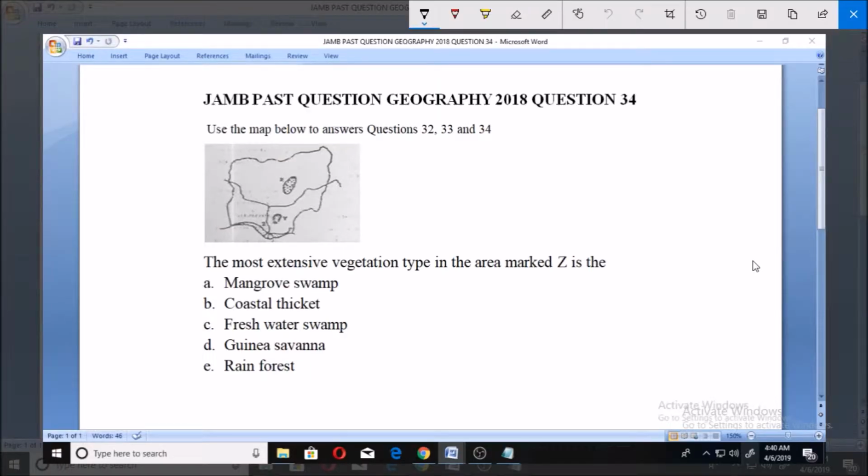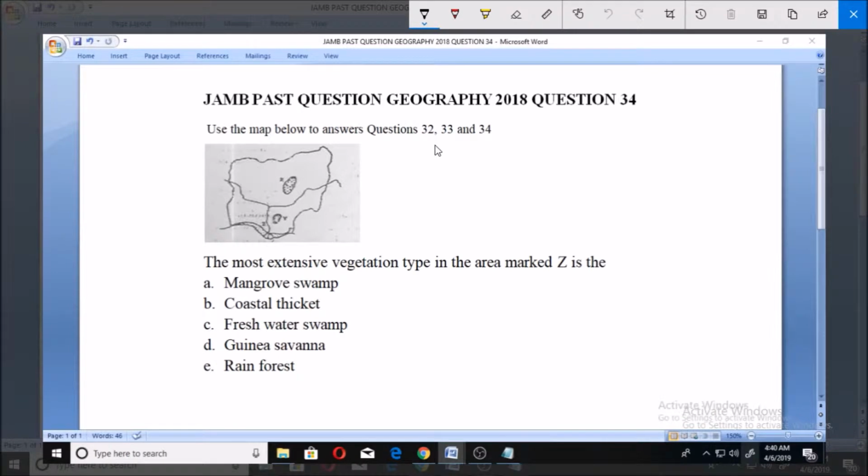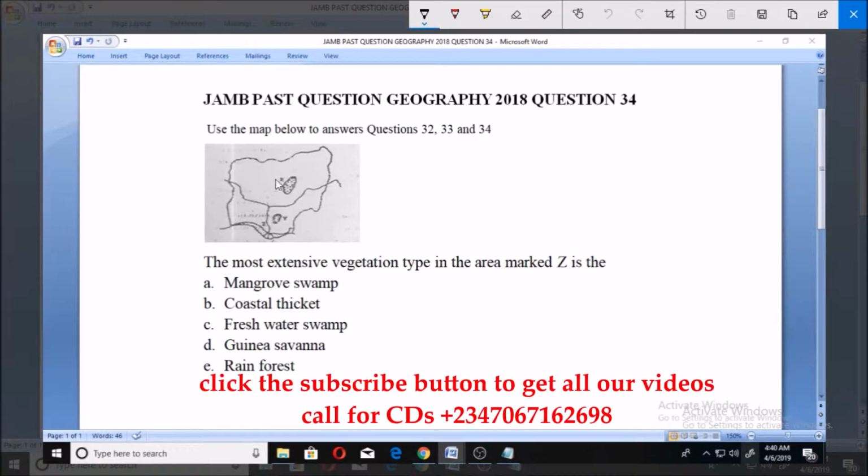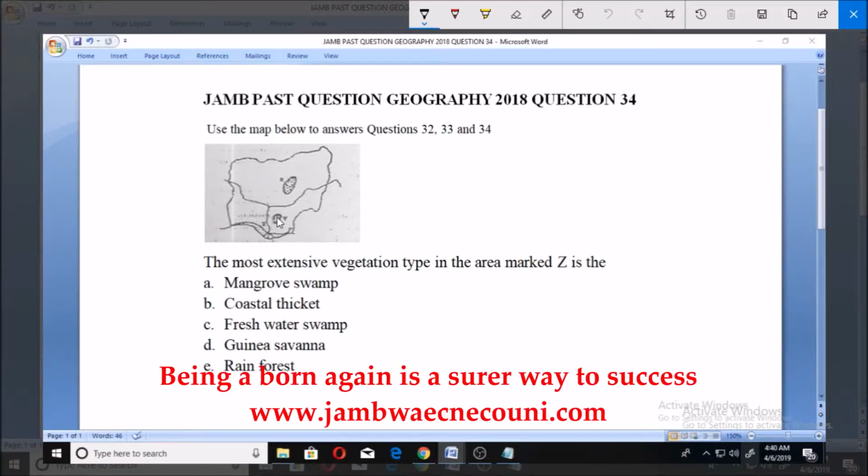Come, let's look at this JAMB past question, Geography 2018, question number 34. Use the map below to answer questions 32, 33, and 34. This is the map of Nigeria indicating places. This is Plateau, Nasarawa region. X is Plateau, Nasarawa region. Y is Enugu, Anambra region.